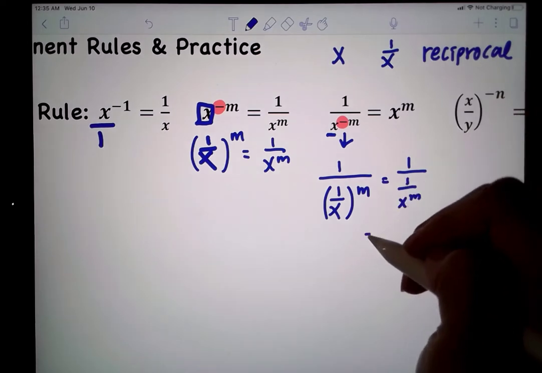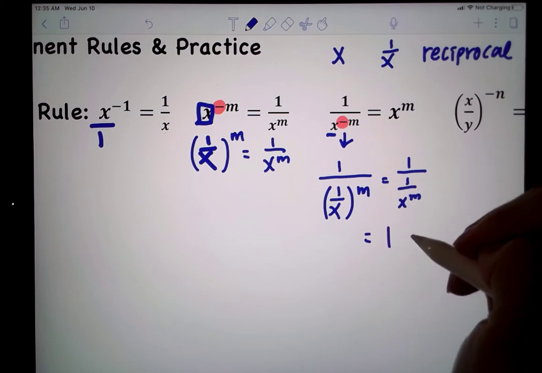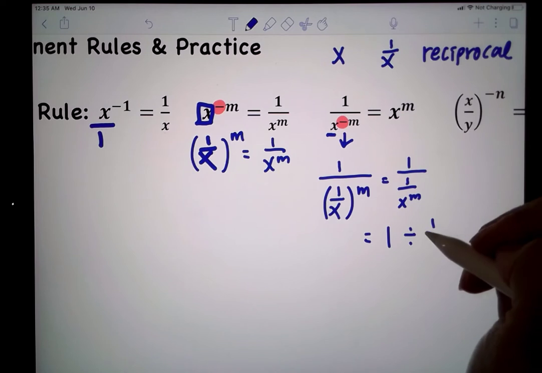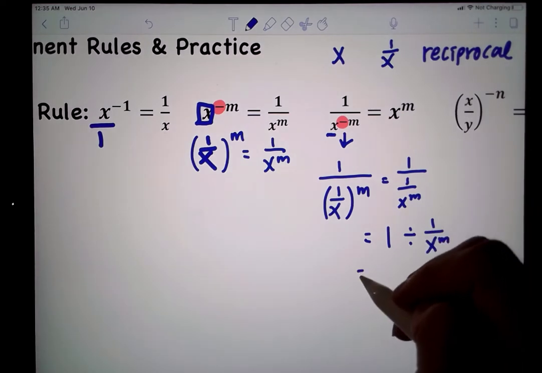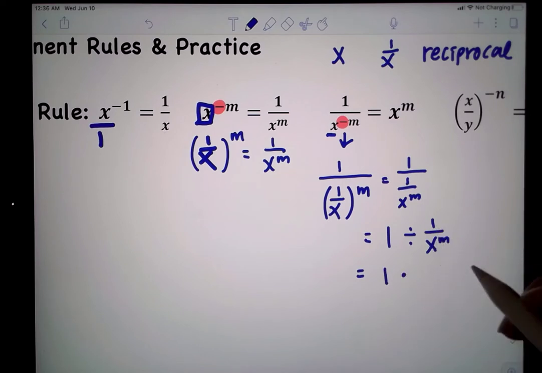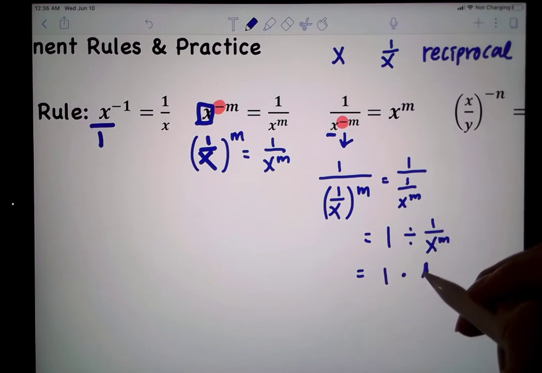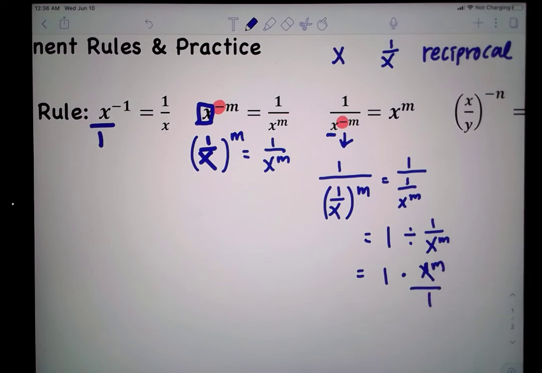So we can do, this over means division, right? So we can do 1 divided by 1 over x to the m. So, division, you change it to multiplication, and you flip. So x to the m over 1, you can do that. You flip it, right? Then what? Finally, you get x to the m, right? But this is too complicated, right?